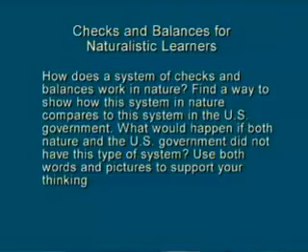Jumping down to the second row, addressing our government system of checks and balances, naturalistic learners might choose to show what they know about checks and balances by explaining how a system of checks and balances works in nature. These students would find a way to show how this system in nature compares to this system in our government. Other tasks on the think-tac-toe would address different intelligences while also addressing different elements of the study of U.S. government.